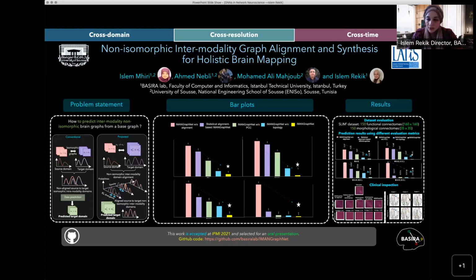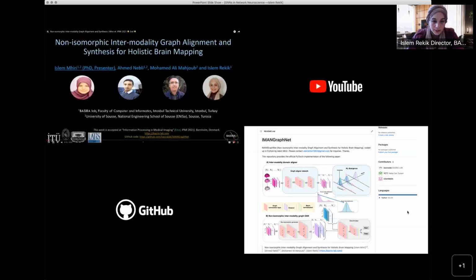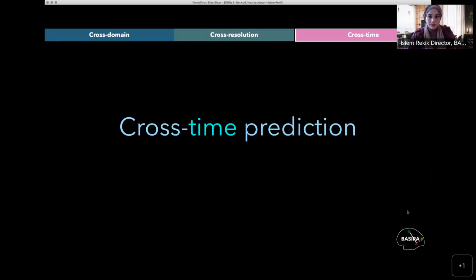So here we also did a clinical inspection, which means we looked at the ground truth and predicted networks' top connectivities, and they were very similar. So there was a large overlap between the top connectivities of the ground truth super-resolved functional connectomes and the ones that we predicted. So that was also a qualitative analysis. This work is available on GitHub and also on YouTube. You can watch the video.